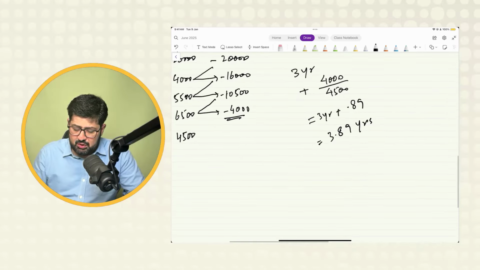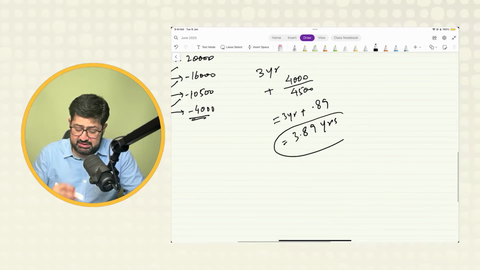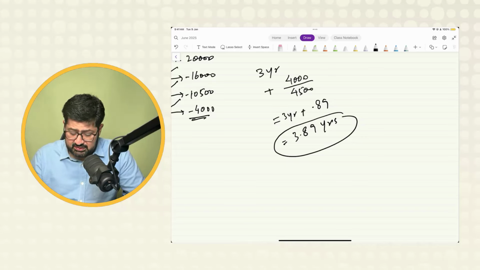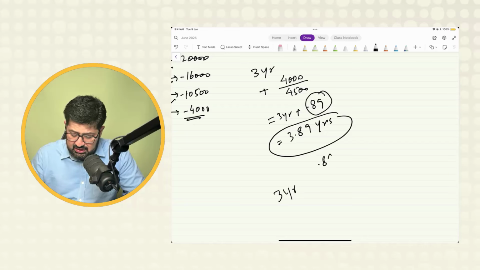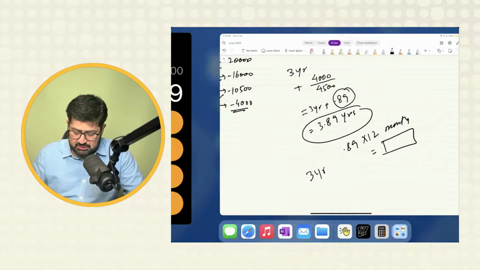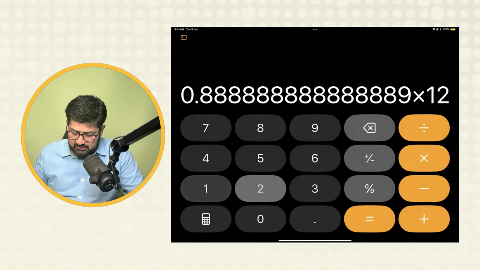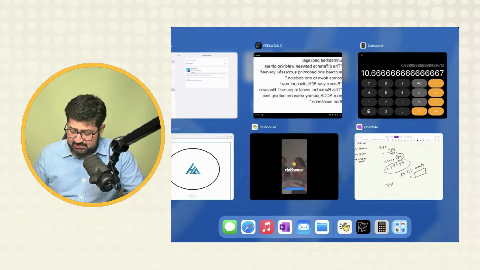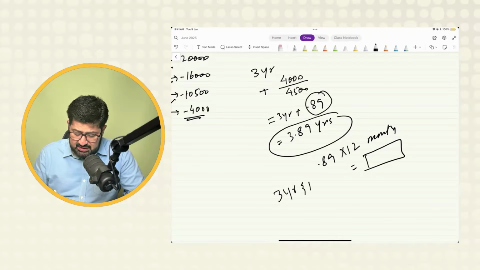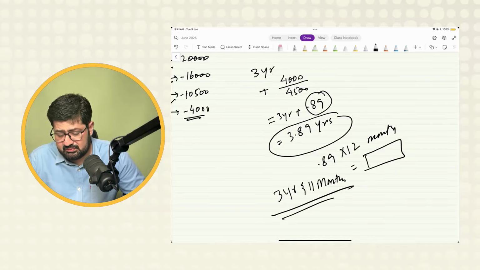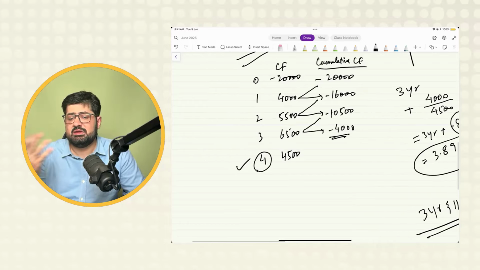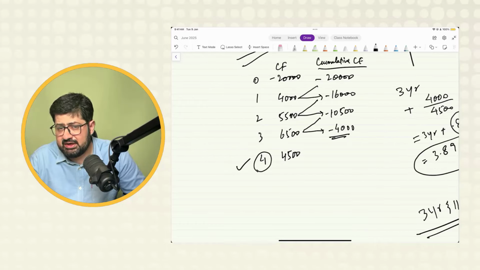And now we can calculate in months as well. So 3 years and how many months? So 0.89 times 12 months. That is equal to 10.6 months, about 11 months. So 3 years and 11 months is the payback of this project. So if the cash flows are uneven, we need to calculate the payback period like this.